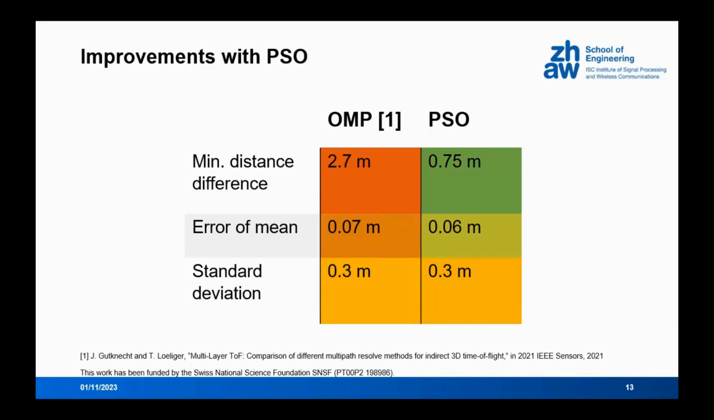What we couldn't improve was the standard deviation of the measurement, for example of the wall. To note, this value seems quite high because these are measured at objects that are roughly 5 meters away. So if we are closer, we are much better than these 0.3 meters.